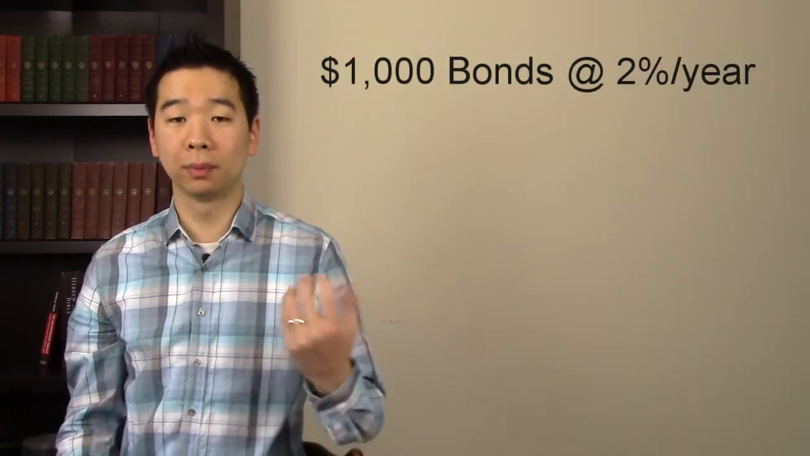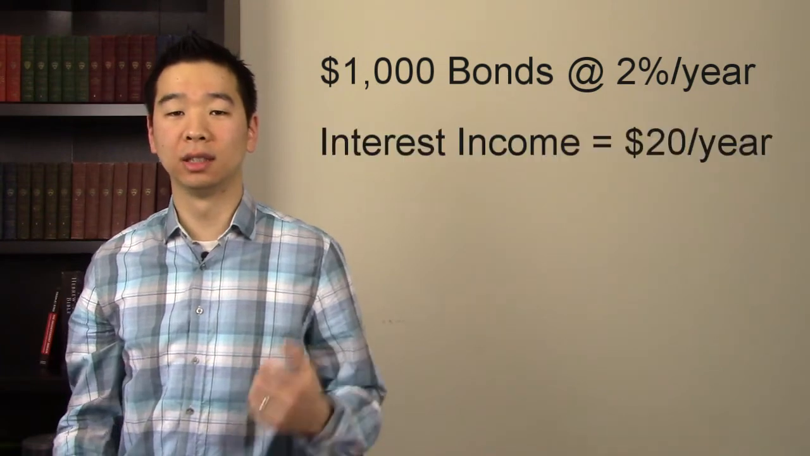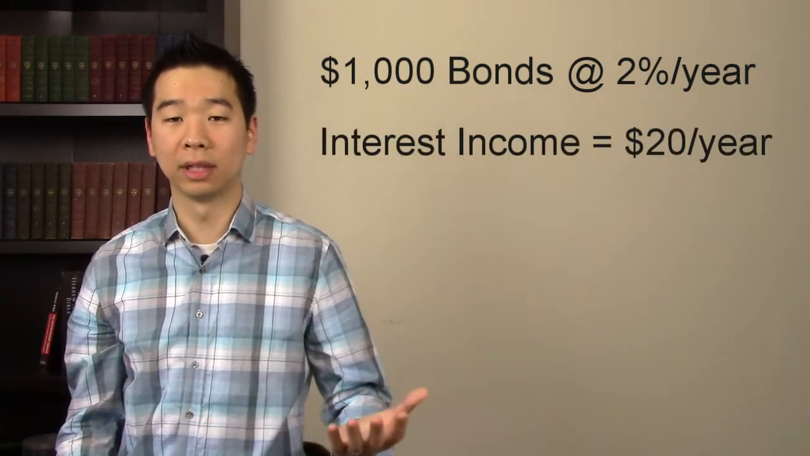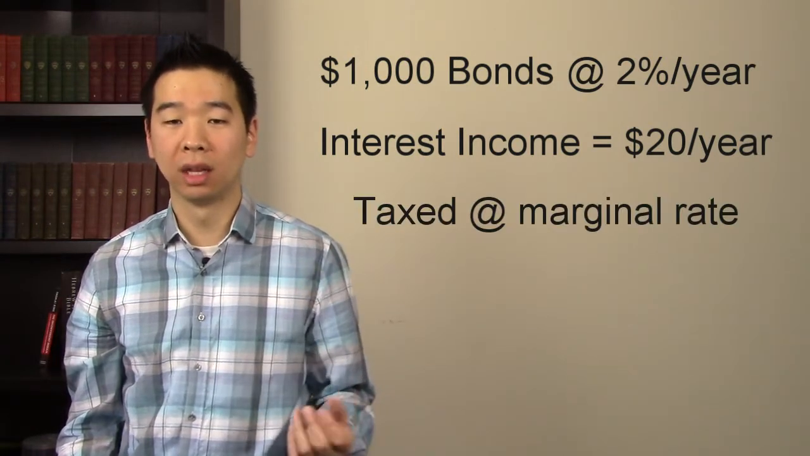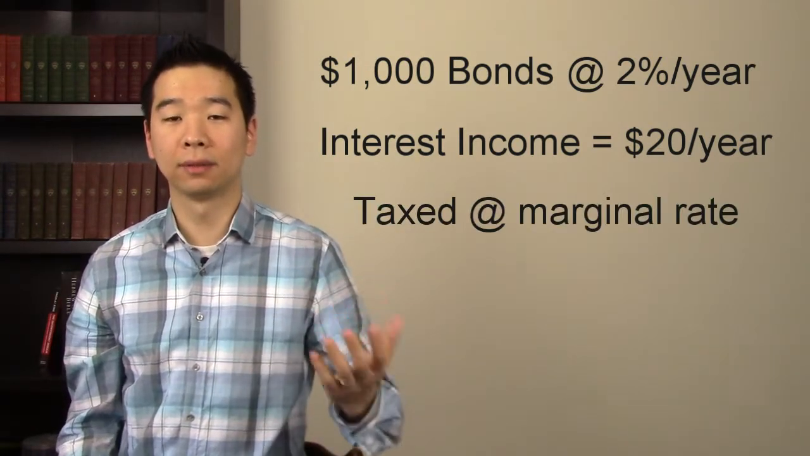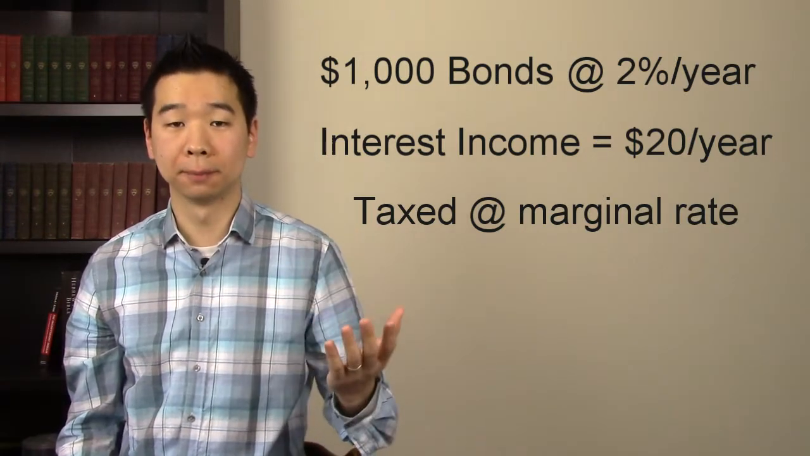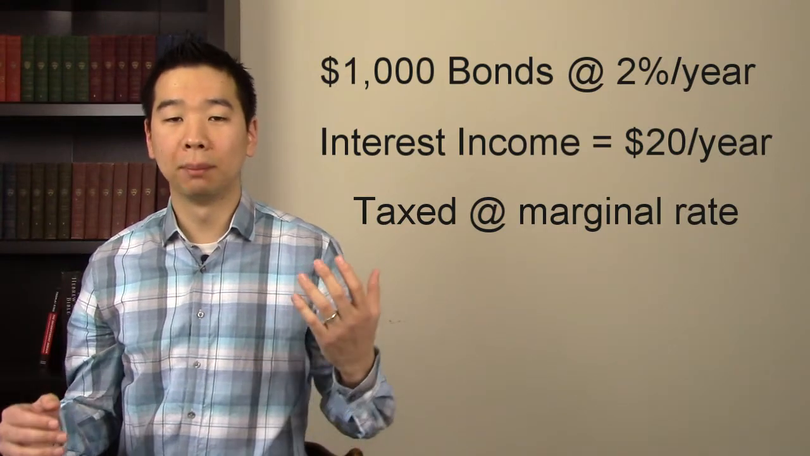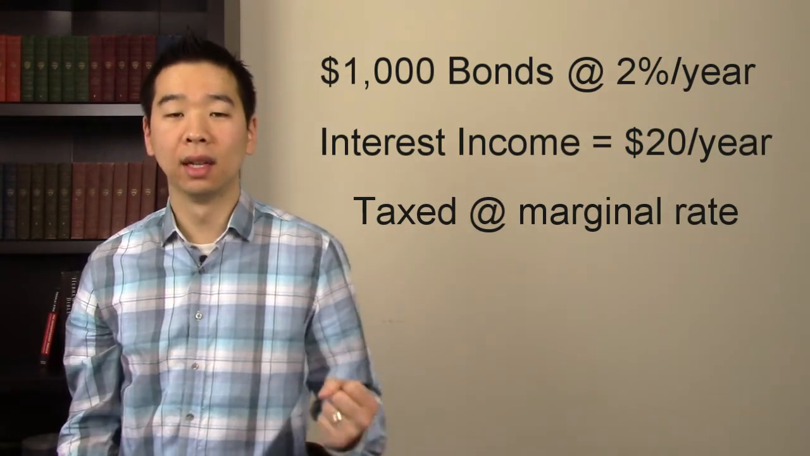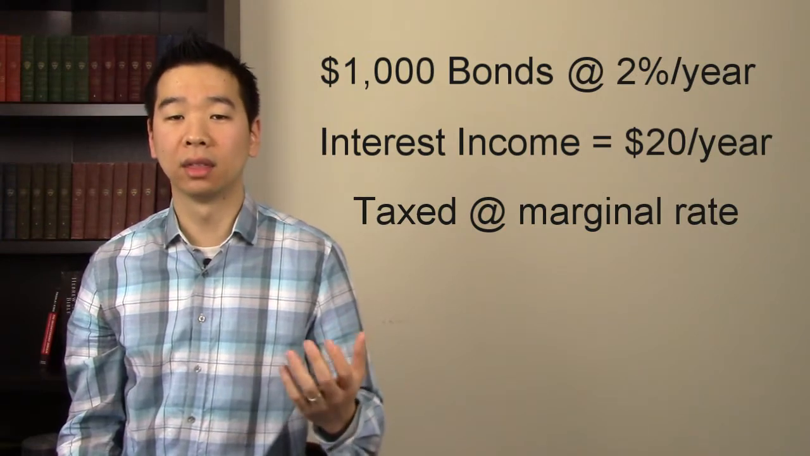You earn interest income when you own bonds or GICs. In other words, something that pays interest. So if you own $1,000 worth of bonds and it pays 2% interest, then you earn $20 per year of interest. This interest income is taxed at the normal tax rate. So it's taxed as if you earned this money through working. In other words, it's taxed at the marginal tax rate. So if your marginal income tax rate is 30%, then interest income is taxed at 30%.